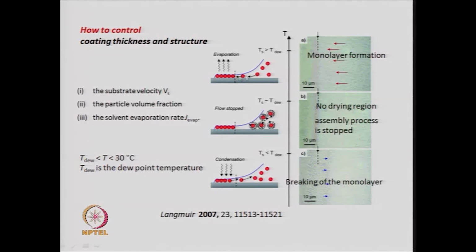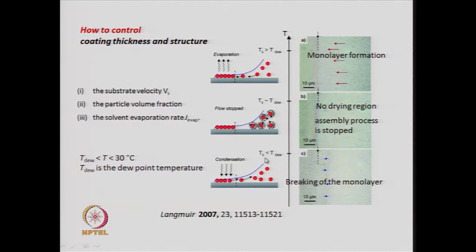So, in this case, when you have the substrate temperature much larger than the dew point temperature, you will have evaporation, and because of convective flow the particles will align and form the self assembled structure. So, you will get monolayer formation. This is a monolayer which is being formed and the particles are coming rushing towards the contact line, whereas if the temperatures are same, then it stops further assembly and no further movement is there.